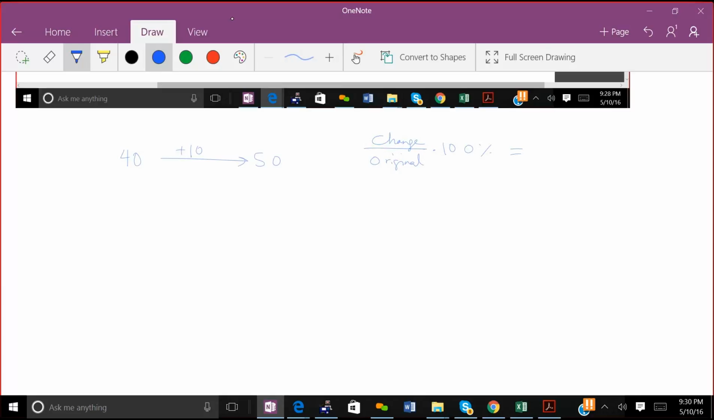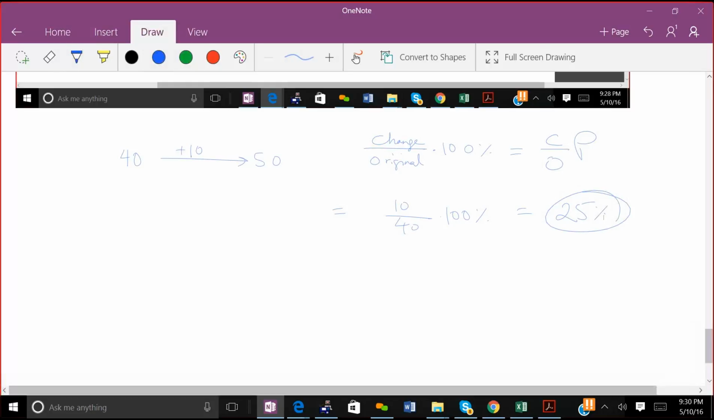The change, I call this COP method. Change on top, original at the bottom, P there. So that change is 10, 40 at the bottom, times 100%. 25%. Make sense? Okay, so this is one app that's going to be very, very useful for you. COP, change over original.